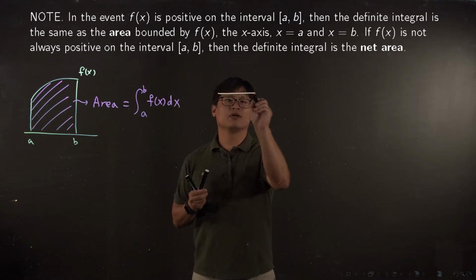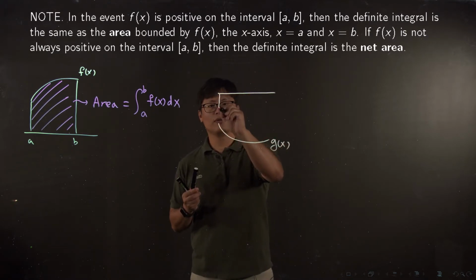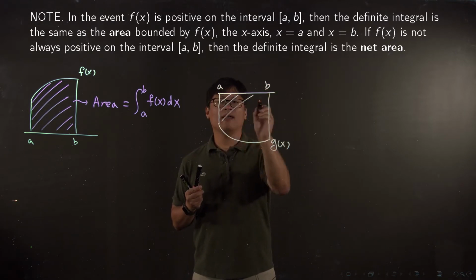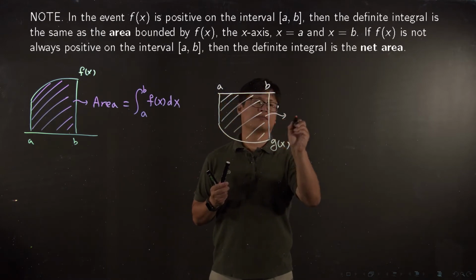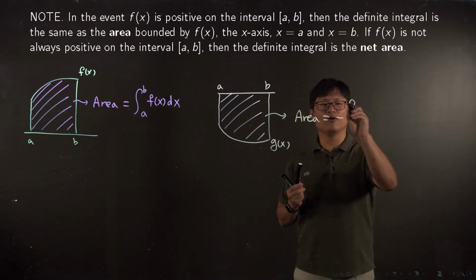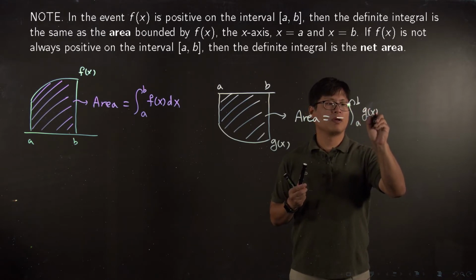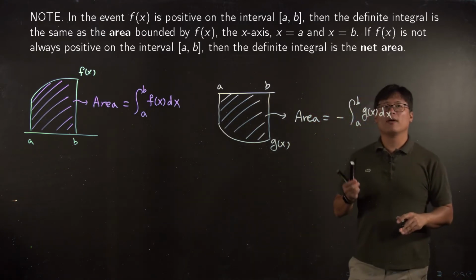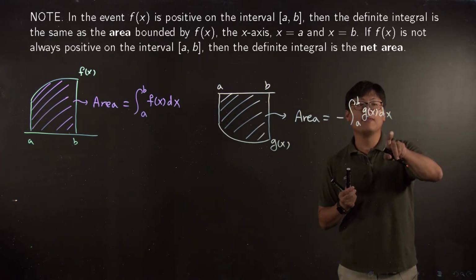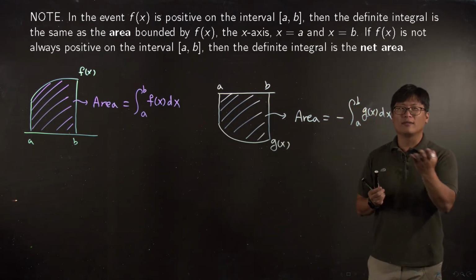If your function is a negative function like that, let's say it is g of x, from a to b. If you just want to find the area of this guy, it is equal to the negative value of the integral. First of all, area cannot be negative. But since this integral value will be negative, negative times negative is positive now. So you're going to have a positive area. Can you understand this one?